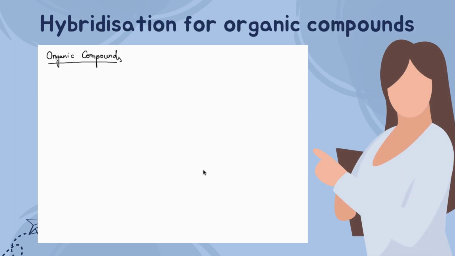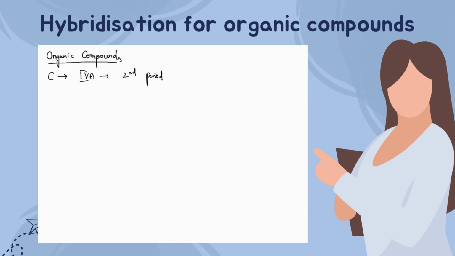Today's video is about the calculation of hybridization for organic compounds. Before that, let's give a brief introduction about what organic compounds are. Organic compounds are those which contain carbon as their central atom. Carbon is present in group 4A and the second period of the periodic table.